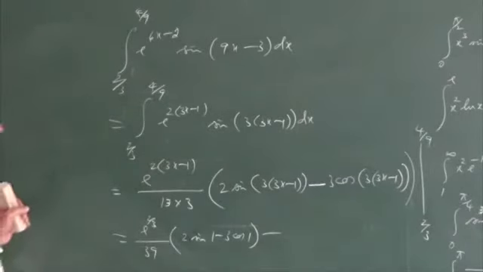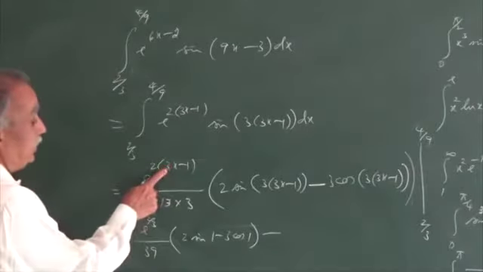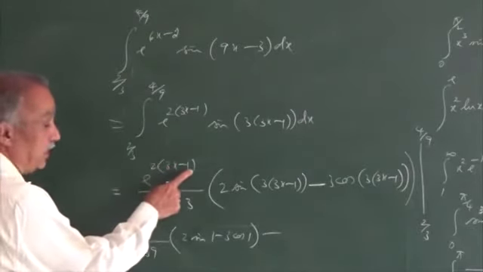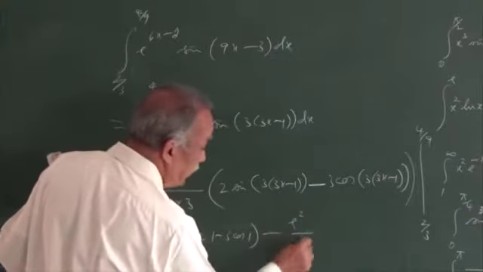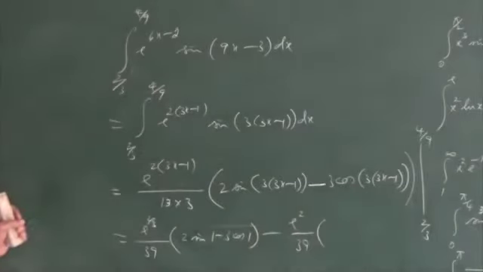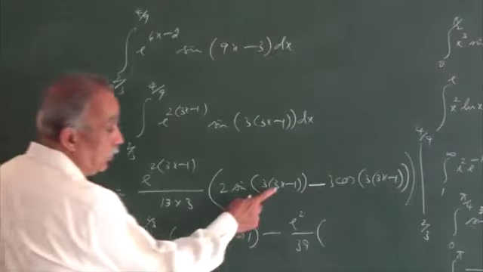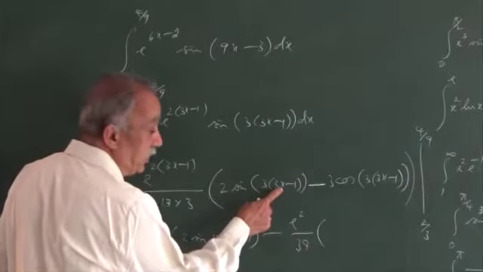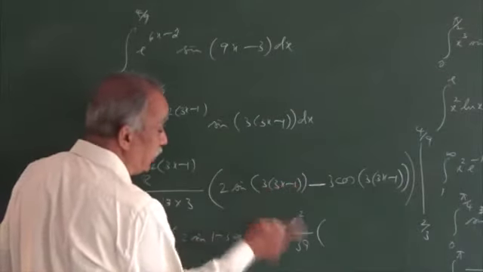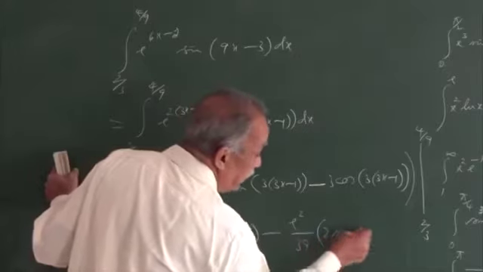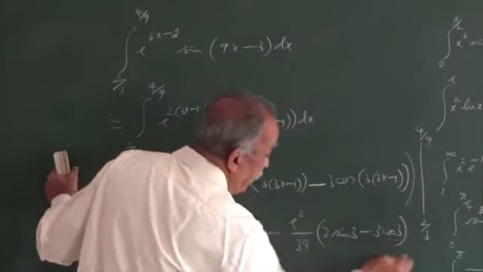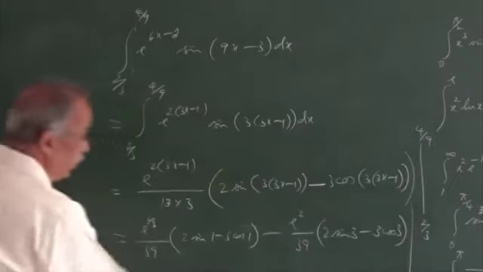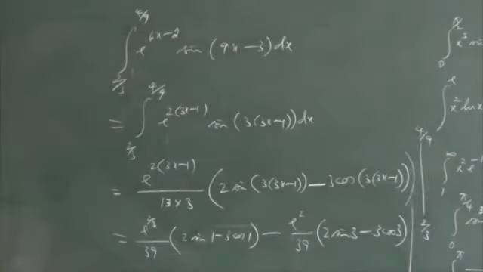At the lower limit 2/3, the value will be 3 into 2/3, 2 minus 1, 1 into 2, e power 2 divided by 3, 9 into x equal to 2/3. This is 2/3 into 3, 2 minus 1, 1 into 3, 2 sin 3 minus 3 cos 3. I don't think we can try any simplification on this. Leave it like this only. This is the value of the definite integral.